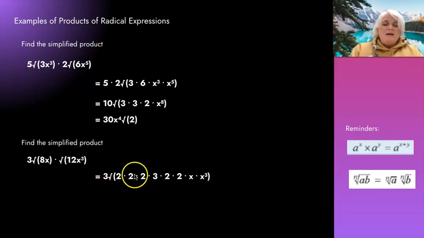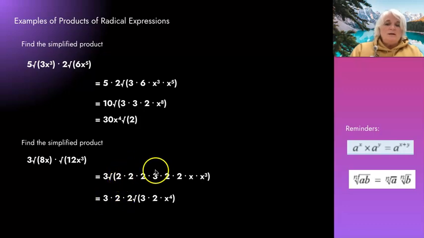Any pairs, I'm going to take them out. So this is going to be a 2 that comes out, and another 2 for the last ones that come out. I'm left with 2 times 3 inside. So my next step was to take out the 2 from here and the 2 from here. So now I have 3 times 2 times 2 on the outside, and I have 3 times 2, what's left in the middle here, but I switched the order. 3 times 2 in the inside, and I added my exponents, so I have x to the 4th.